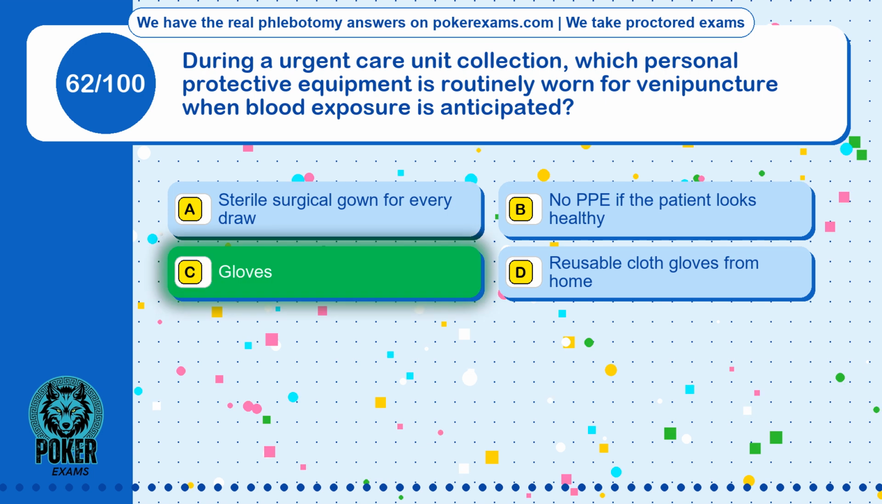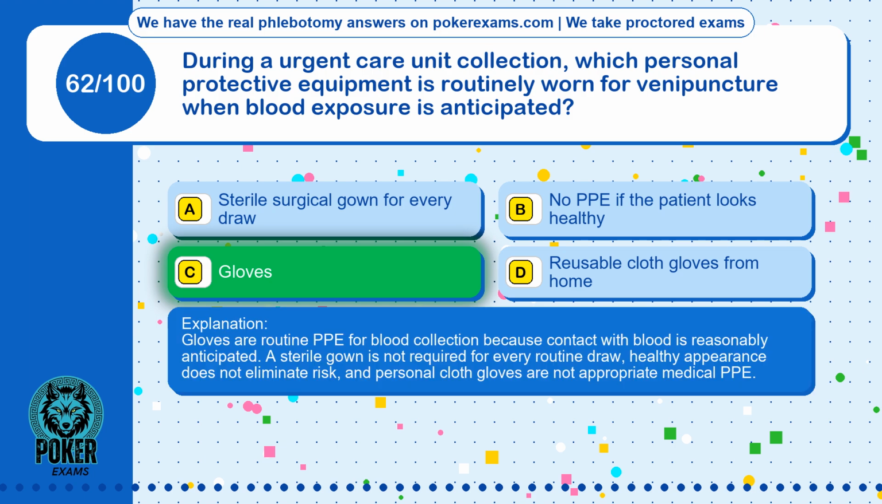The correct answer is option C. Gloves. Gloves are routine PPE for blood collection because contact with blood is reasonably anticipated. A sterile gown is not required for every routine draw, healthy appearance does not eliminate risk, and personal cloth gloves are not appropriate medical PPE.